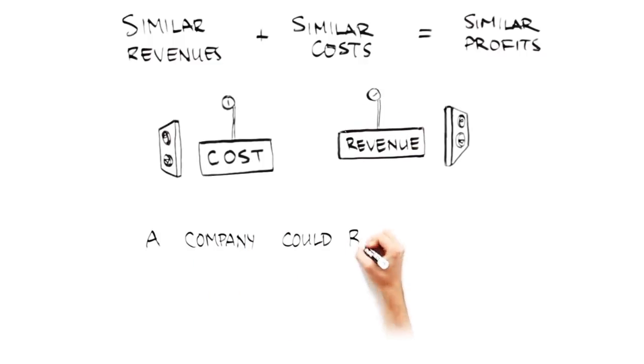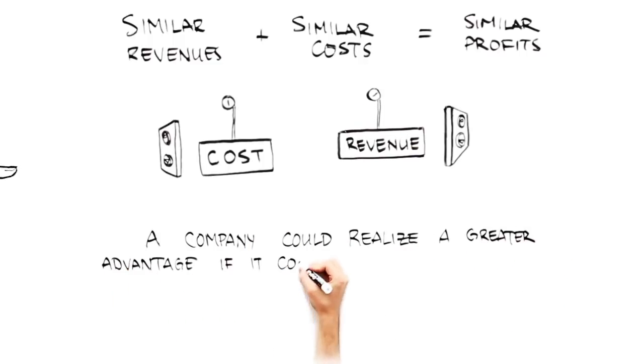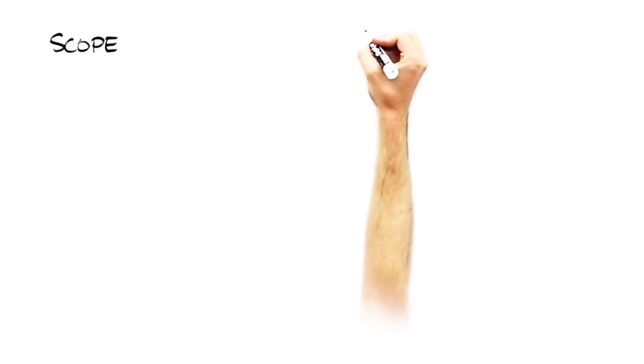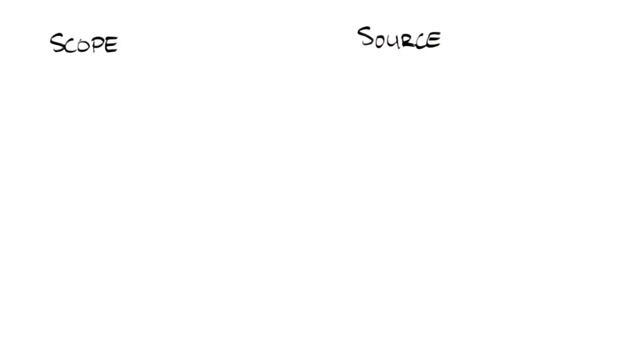Of course, a company could realize an even greater advantage if it could somehow do both, but that is very difficult to do in practice. Now, this brief overview may seem obvious, but it is important to lay the groundwork for the following discussion. Michael Porter suggested that generic strategies can be defined by two key dimensions: the scope of the strategy and the source of the competitive advantage.